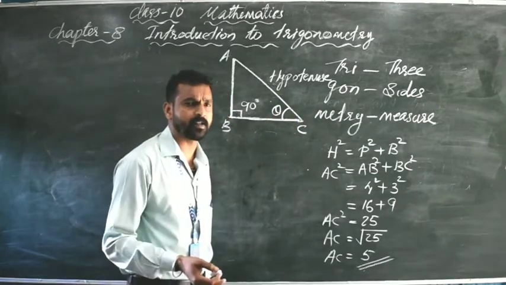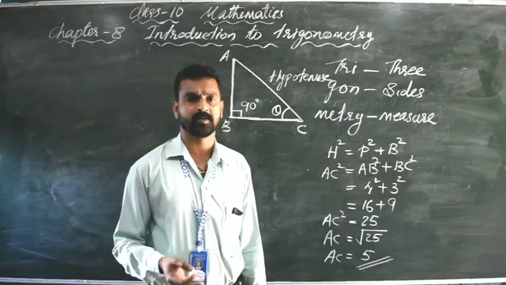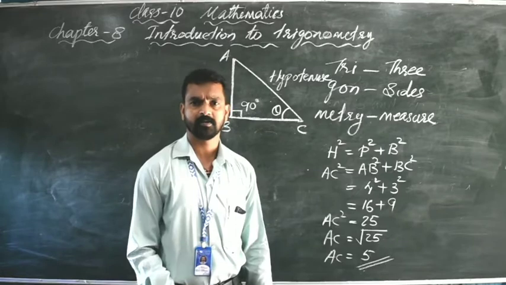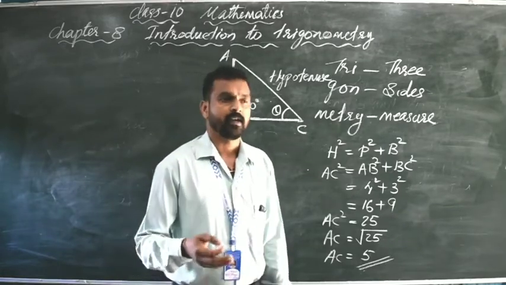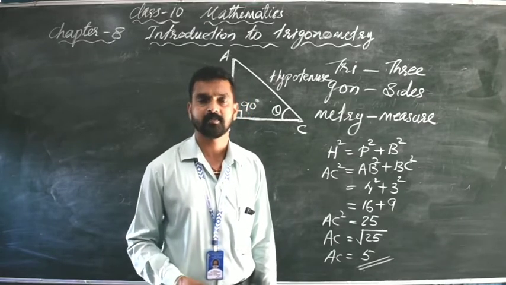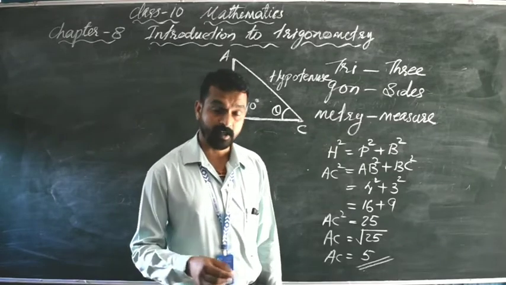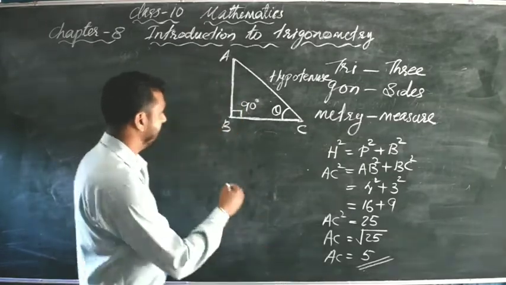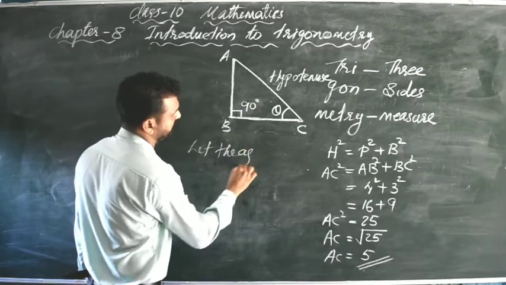That is in chapter 3, linear equations in 2 variables. When you did word problems, you studied that. Suppose they give some word problems, like the age of a father is 3 times the age of his son, etc. Some questions they will give. So in that case, we assume, let the age of father be x.